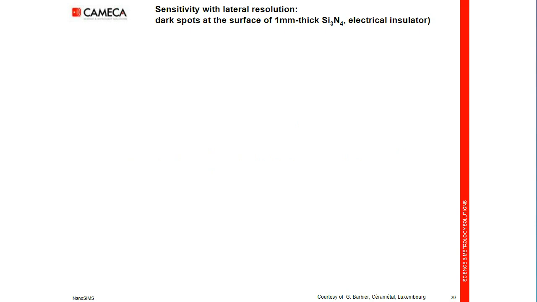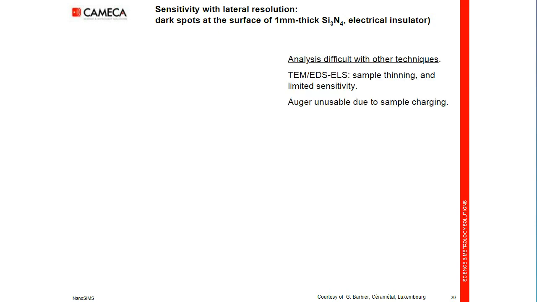For this first example, we will use a thick piece of silicon nitride, which is an electrical insulator, and we were asked to map some unknown dots inside this material. So this analysis was tricky before with other techniques. For TEM, sample thinning was not so easy, and for light elements, sensitivity was not very good. Auger was not usable because of sample charging.